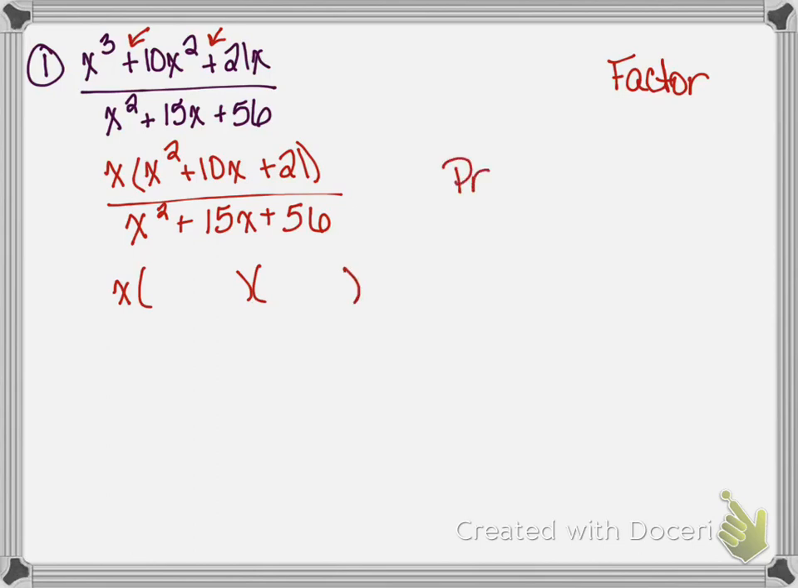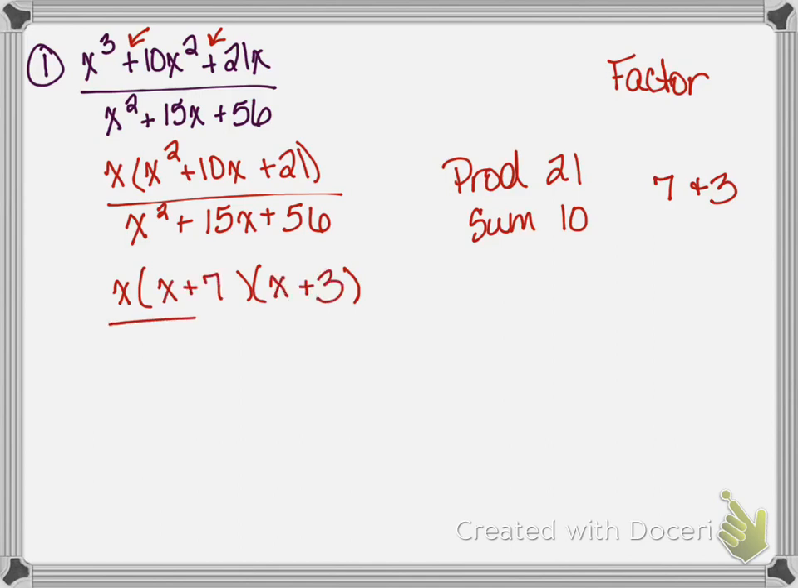My product is 21 and my sum is 10. So my 2 numbers are 7 and 3. 3 times 7 equals 21. 3 plus 7 equals 10. So I've got x plus 7 and x plus 3. That's in my numerator. Now my denominator, I have a product of 56 and a sum of 15.